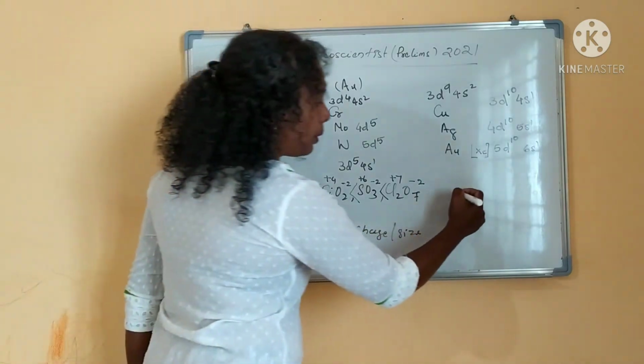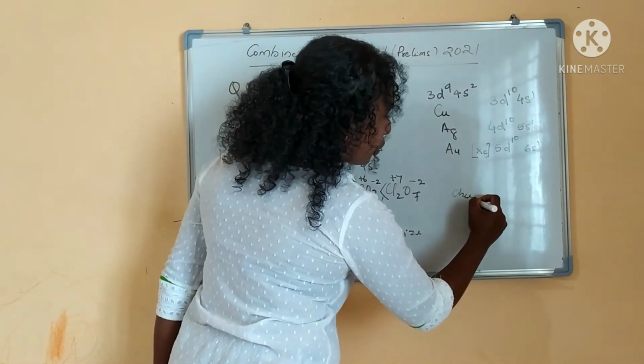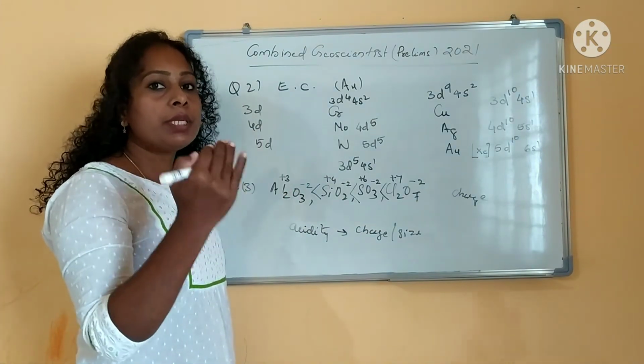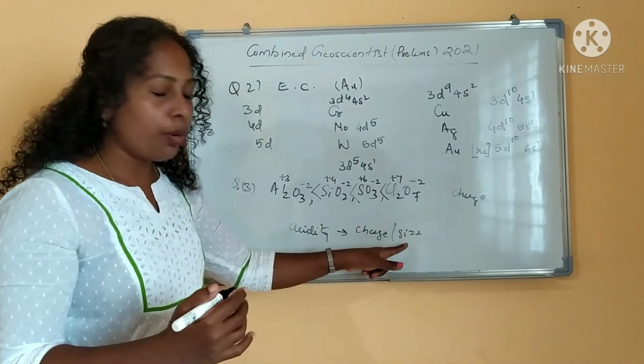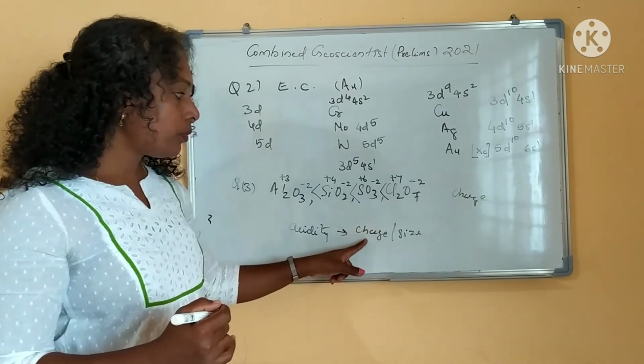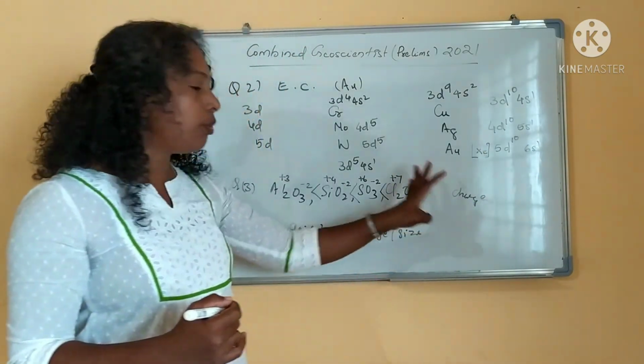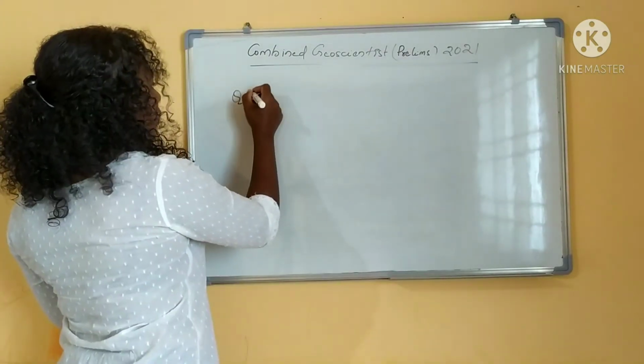Acidity always depends on the charge to size ratio. As the charge of the cation increases, the size decreases. So the denominator is decreasing, the charge is increasing, and acidity also will be increasing. This is your answer.